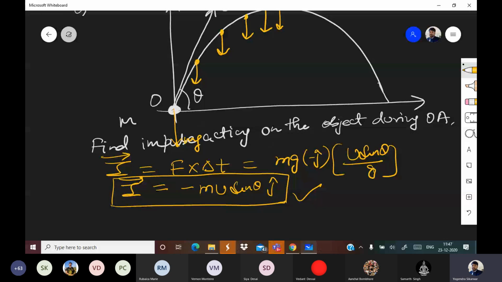So whenever you need to calculate impulse, there are multiple ways. Impulse is equal to force into time. Impulse is equal to change in momentum. Impulse is equal to area. Those are all the methods which you can use. All right.